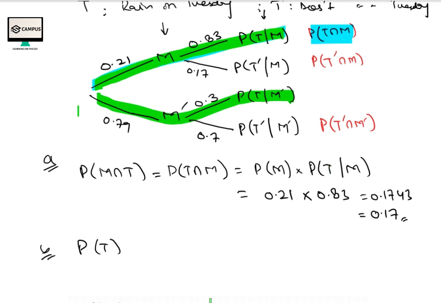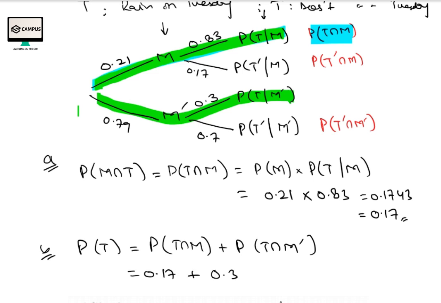So the probability of raining on Tuesday is nothing but the sum, or the addition, of these two individual probabilities. So let us write that down. Probability of T is equal to the probability of T intersection M plus the probability of T intersection M dash. So we also know these individual probabilities. T intersection M, we just found in the previous part, that is 0.17, plus this thing, which is 0.3 multiplied by 0.79.